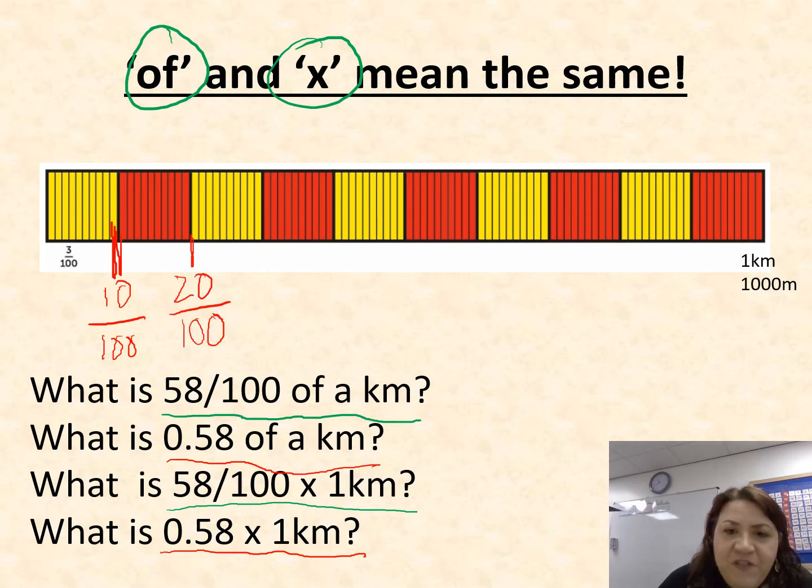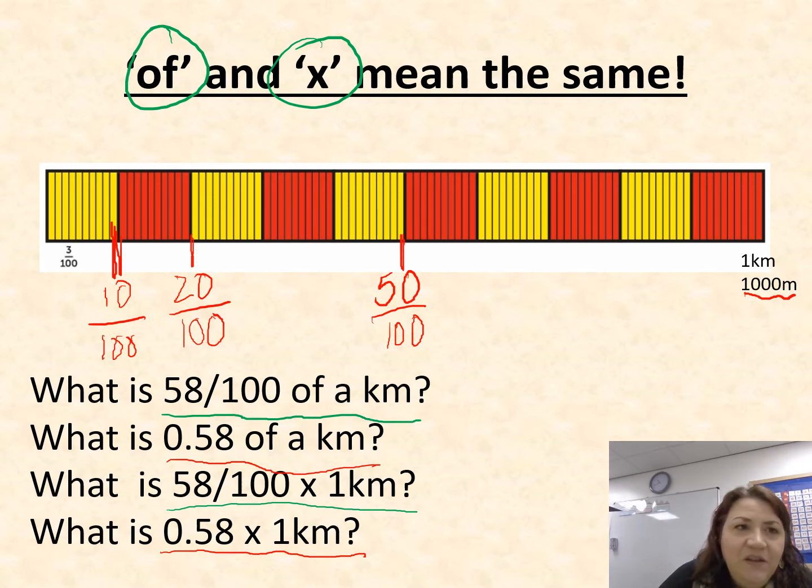So where do you think 50 out of 100 will be? Can you put your finger where 50 out of 100 would be? 50 hundredths would be the halfway mark, wouldn't it? Because 50 is half of 100. Now, what's a little bit confusing here is we're working out of 100, but actually there are 1,000 metres in a kilometre. So that means that each hundredth is not actually worth 100 here. What's each hundredth worth? Can you work it out? Each hundredth is actually worth 10.